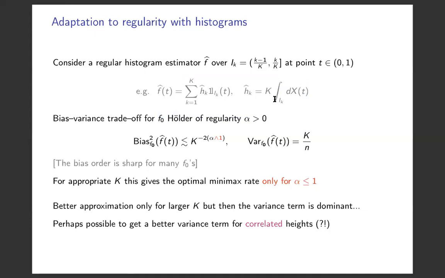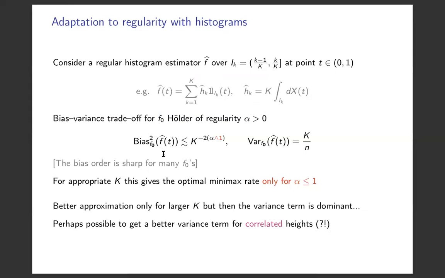It's just, but if you don't know the white noise model, but in fixed design regression, you just average the observations that you get on the interval I_k. Okay, so that's the simplest estimator you can think of. Of course, you have to choose k.